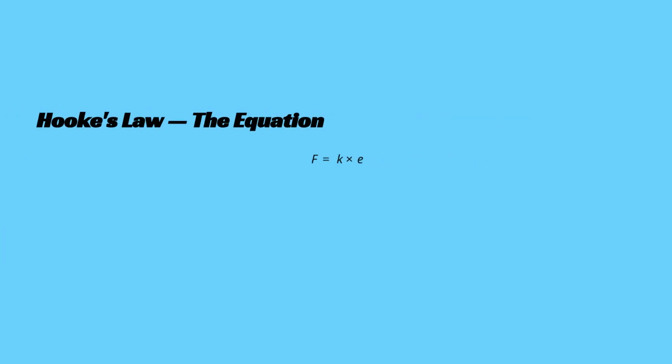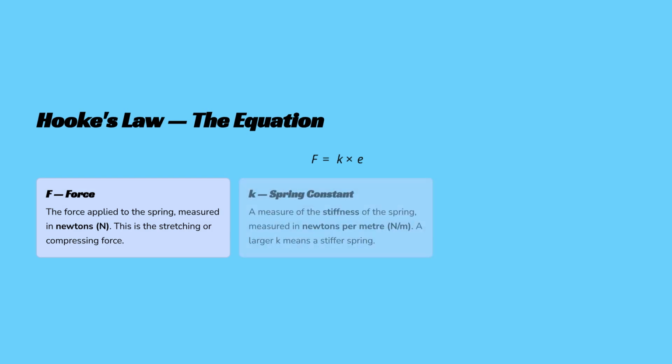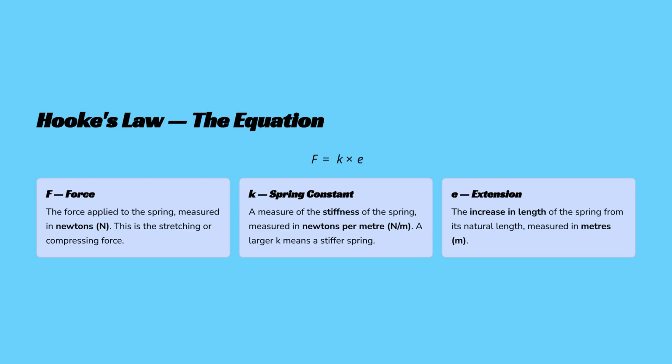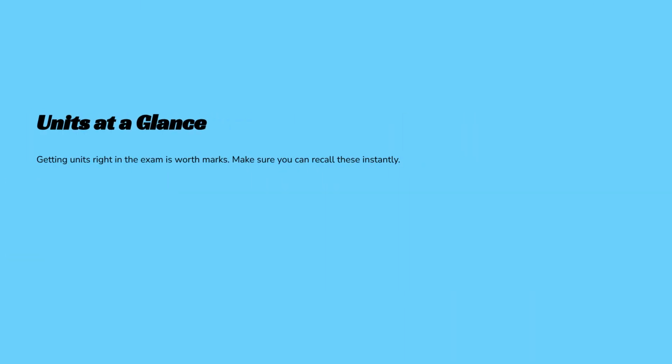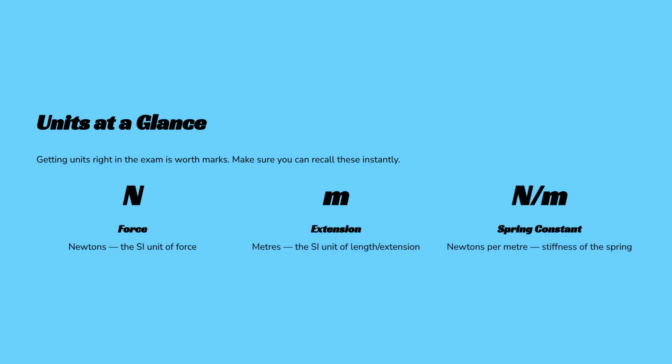Hooke's law is defined by the equation F equals K times E. F represents the force in newtons, K is the spring constant measured in newtons per meter, and E is the extension in meters. It is essential to recall these units instantly for your exam. Force is in newtons, extension in meters, and the spring constant in newtons per meter. Getting these right is an easy way to earn marks.